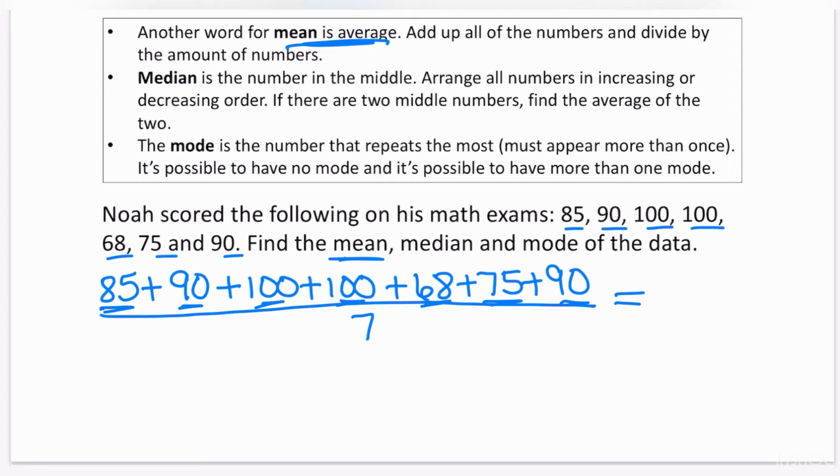So if you add them all up with your calculator, you're going to get 608 as your total. And if I divide by 7, then this is approximately equal to 86.9. So that means the average is approximately 86.9. So that means Noah has a B average in class, in math class, at least for his exams.